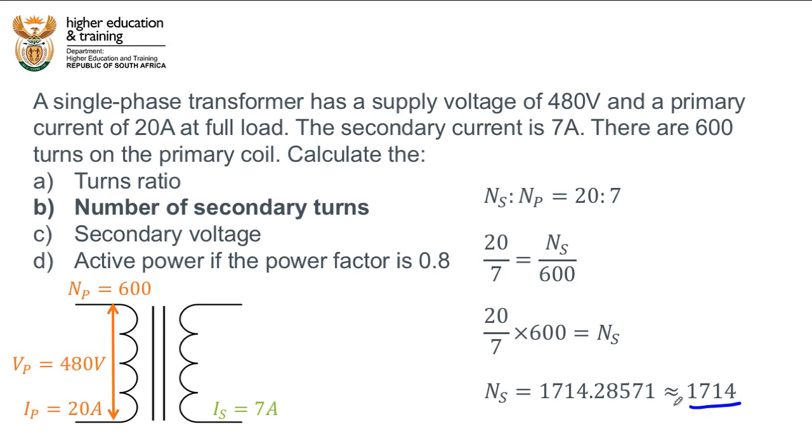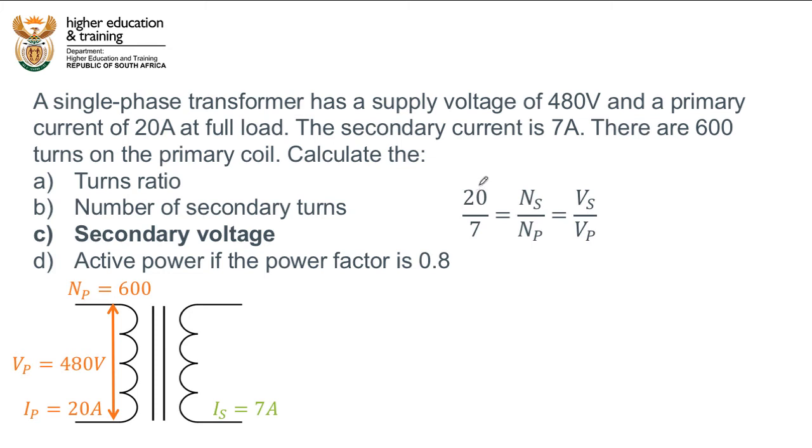1,714 turns. When dealing with secondary or primary turns, you always need to round to the nearest whole unit. Now, this makes sense to us. We were told that at full load, the primary current is 20 amps, and the secondary current is a lower current, 7 amps. Well, if the secondary current is lower than the primary current, that means that the secondary voltage must be higher than the primary voltage. And if we've got 600 turns in the primary coil, we are expecting to have a greater number of turns in the secondary coil in order for us to step the voltage up. And that's exactly what we find.